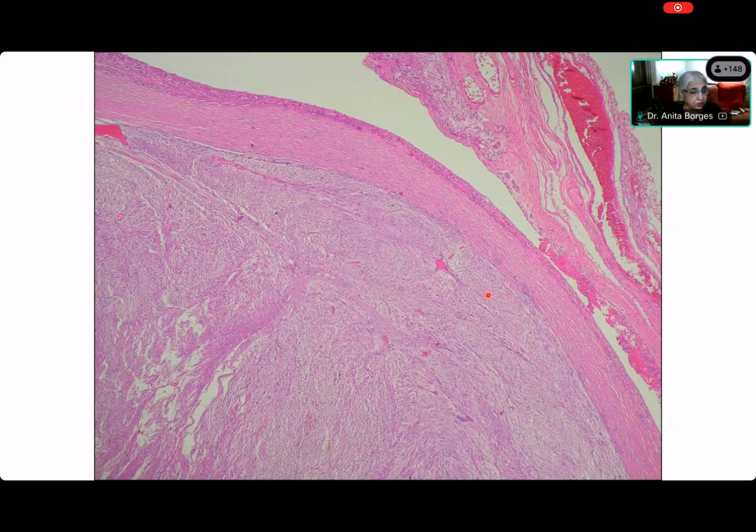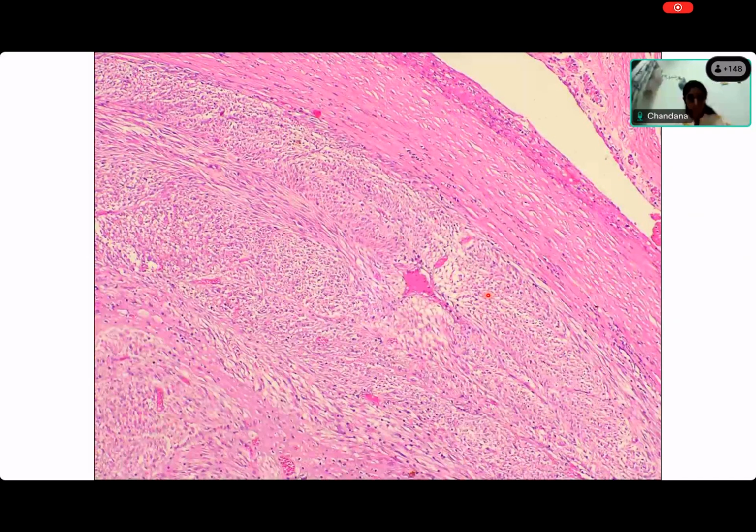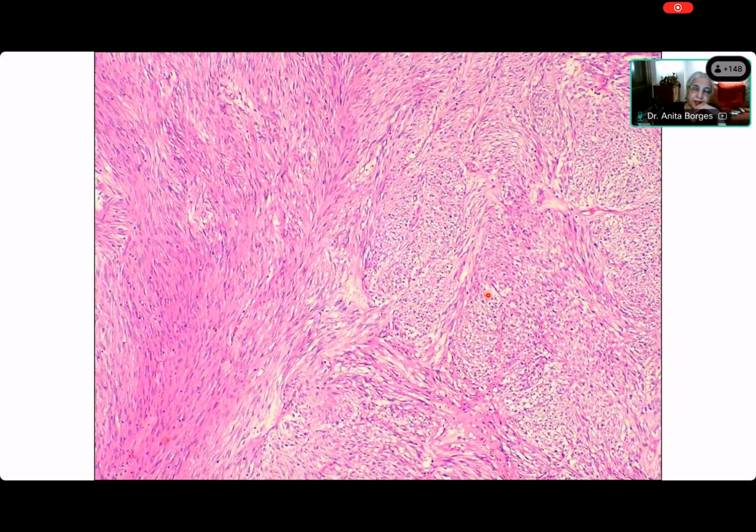Is this a spindle cell lesion, Chandana? Yes, ma'am, looking like a spindle cell lesion. It is a spindle cell lesion. You want to say anything about it? What is the pattern in which the spindle cells are growing? It's looking like a herringbone pattern. Herringbone pattern. They are in fascicles, right?